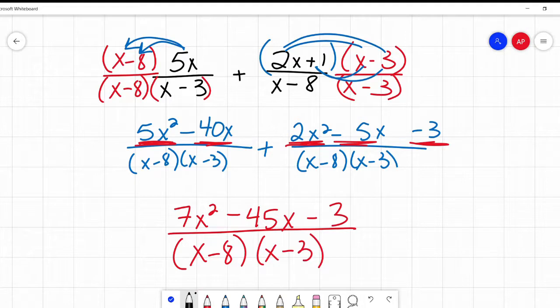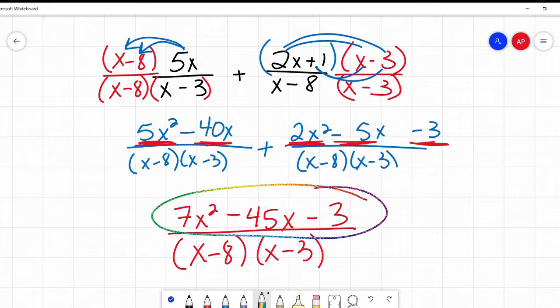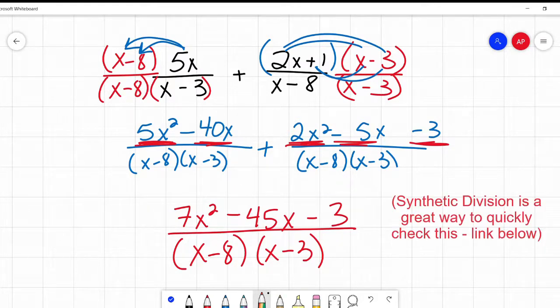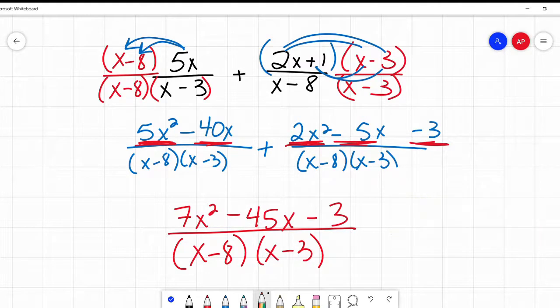And this is it. When you get to this point, it's always a good idea to check and see if your resulting polynomial that you've got on top, your new numerator, can be factored. Because if it can, then you might be able to cancel some things out on top and bottom. But in this case, that's not what's happening. But just be aware of that. Keep an eye out for that.